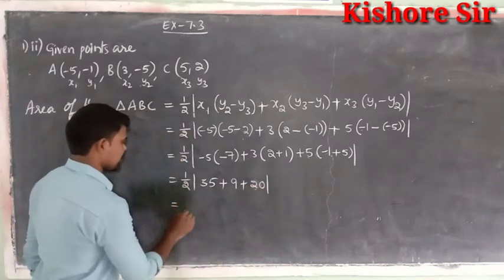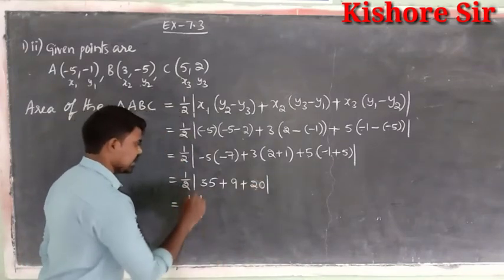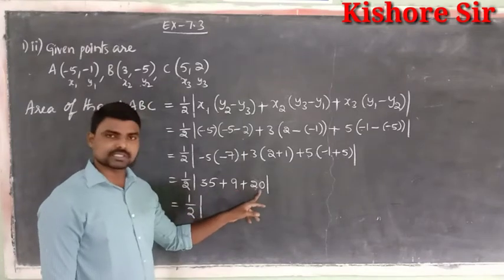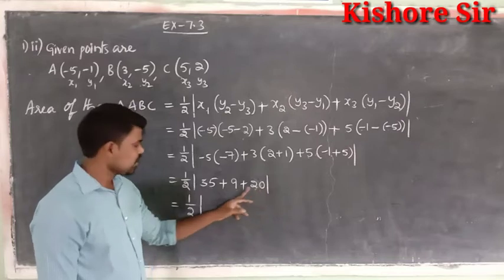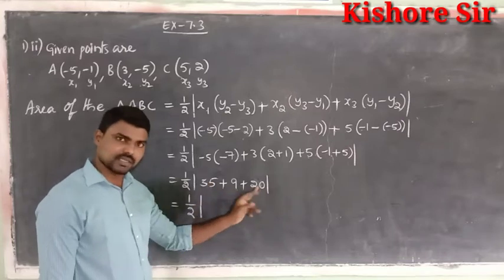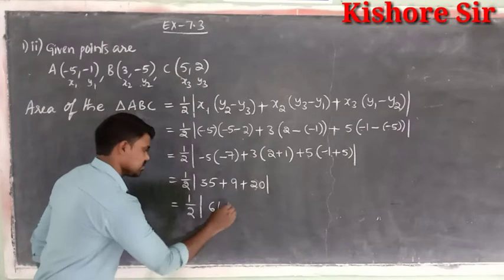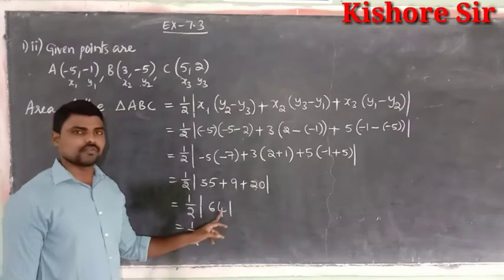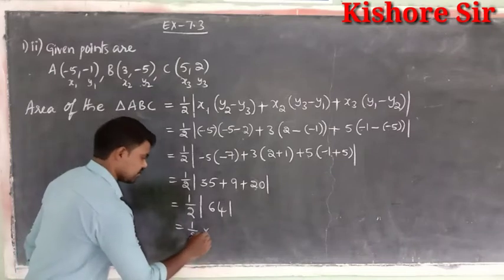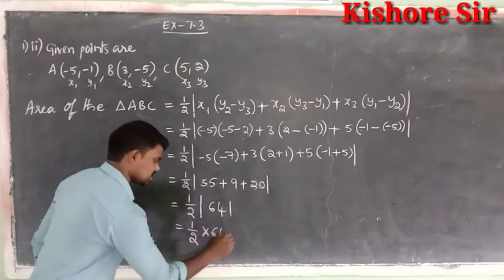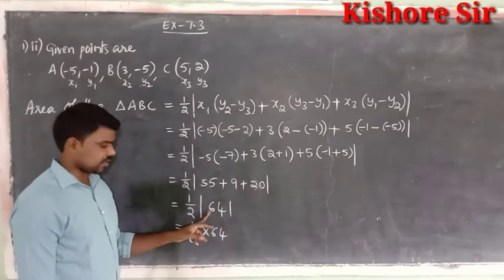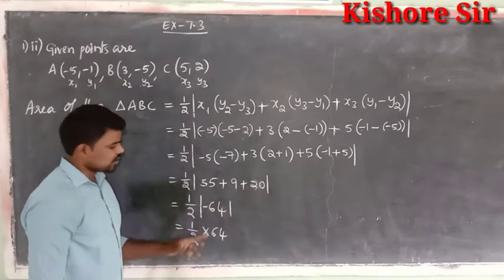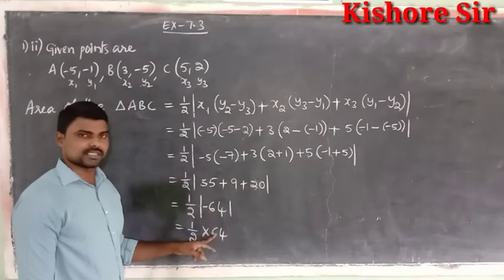So that is equal to 1 by 2 modulus 35 plus 9 is 44, 44 plus 20 is 64. That is equal to 1 by 2 modulus 64, value plus 64. Remove the modulus, you get only the plus value. Suppose here minus 64, we also get plus 64.